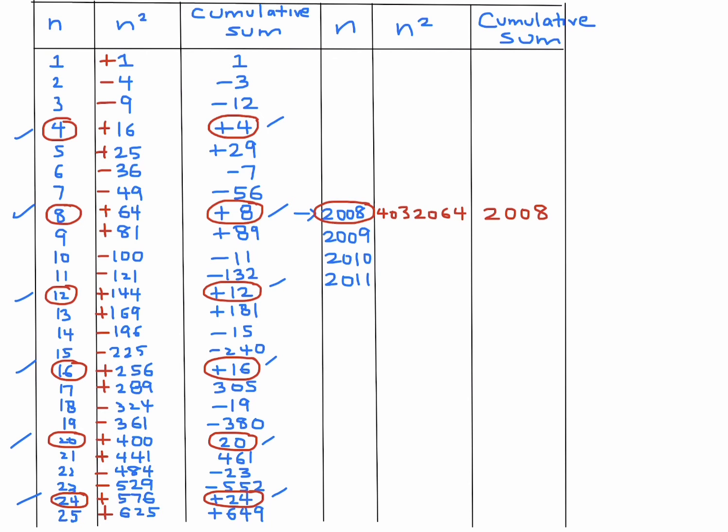Now let's write down the n squareds for each of these n's. 2009 squared is 4036081. And then 2010 squared is 4040100. And the last one will be 4044121. All right. Now, the last part of this question is trying to figure out the plus minus signs, right?